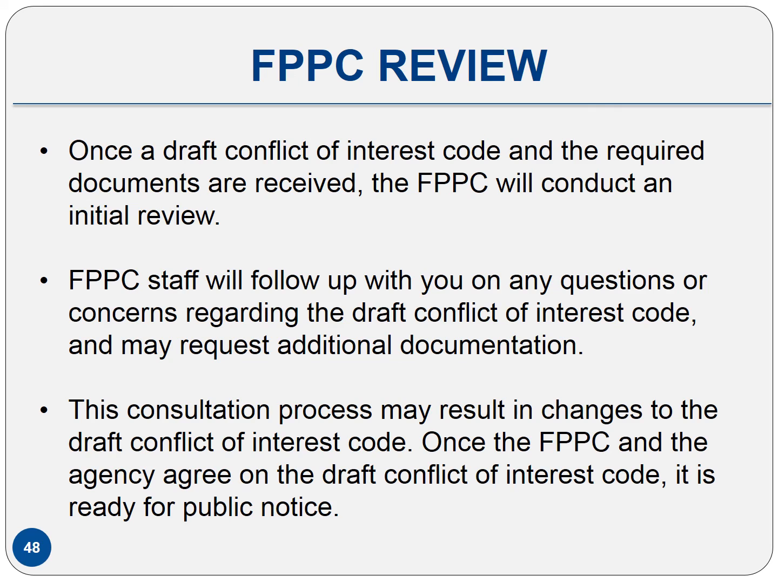Once the draft conflict of interest code and the required documents are received, the FPPC will conduct an initial review. FPPC staff will follow up with you on any questions or concerns regarding the draft conflict of interest code and may request additional documentation. This consultation process may result in changes to the draft code. Once the FPPC and the agency agree on the draft code, it is ready for public notice. Please note that the FPPC does not require that your agency's board approve the code. You should review your agency's internal policy to determine if the code needs board approval.